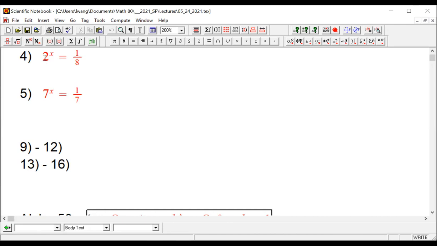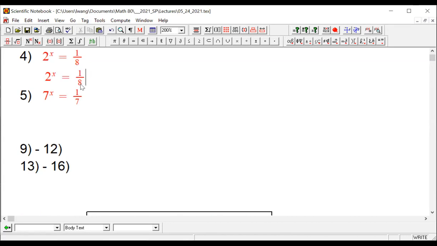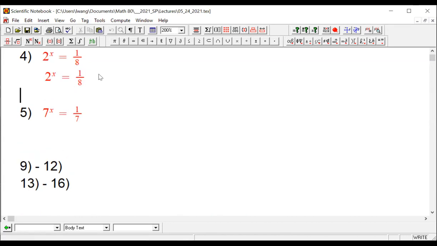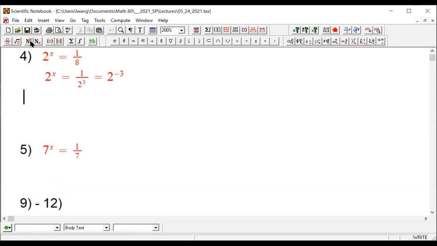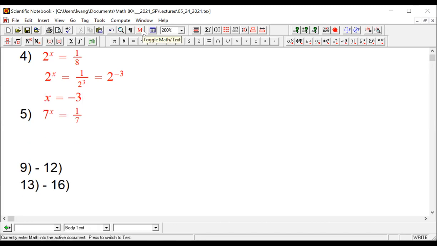What do we get for number 4? Well, 1/8 is 1 over 2 to the power 3, and this is going to be equal to 2 to the power negative 3. So in the end, x equals what? Negative 3, right?